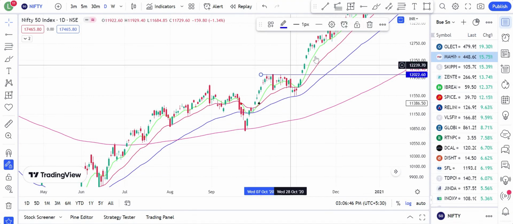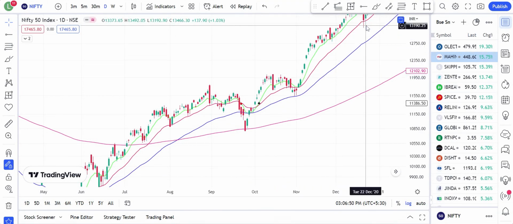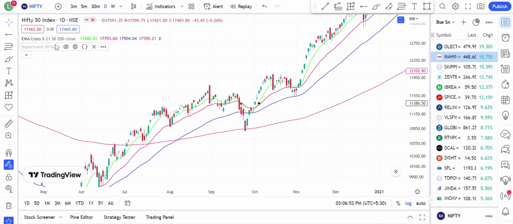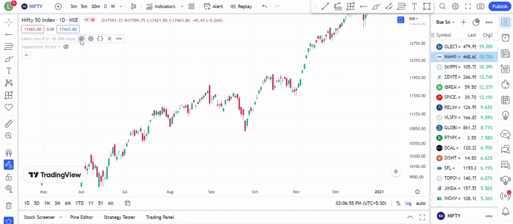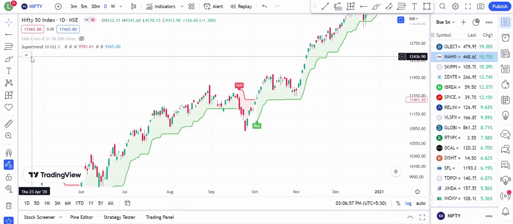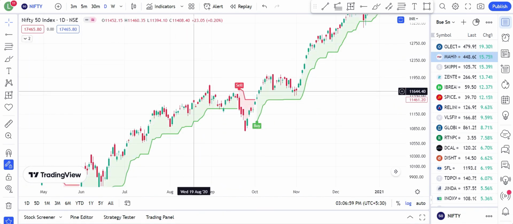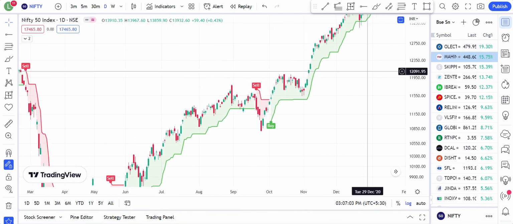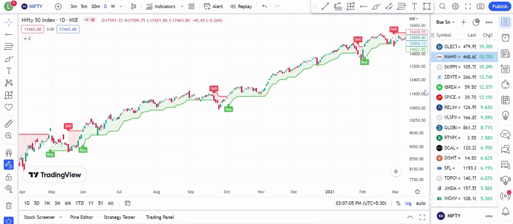Now I will show you some examples. I hope you guys are getting the point. I might not be that good in explaining these things, but I will try my best. Now we will take some other indicator which is very famous. Super trend. It's a simple super trend. It is a free indicator on TradingView. You can use that. Now I will not use the Nifty chart.